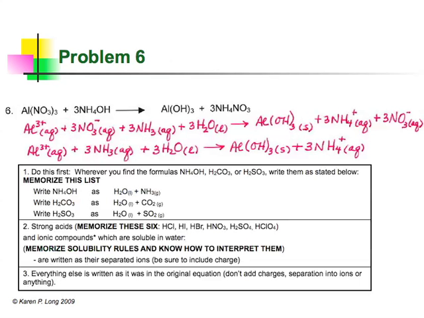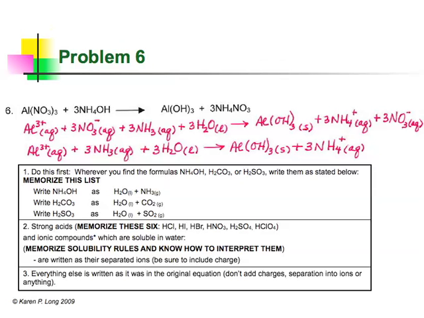The final problem, let's look and see what we have for decomposable compounds. Are there any of them present? NH4OH, yes. So we write NH4OH as ammonia plus water. Are there any strong acids? No. How about ionic compounds soluble in water? Nitrates are all soluble, so the aluminum nitrate and ammonium nitrate are both written as ions. Hydroxides tend to be not soluble. Aluminum hydroxide is the solid.